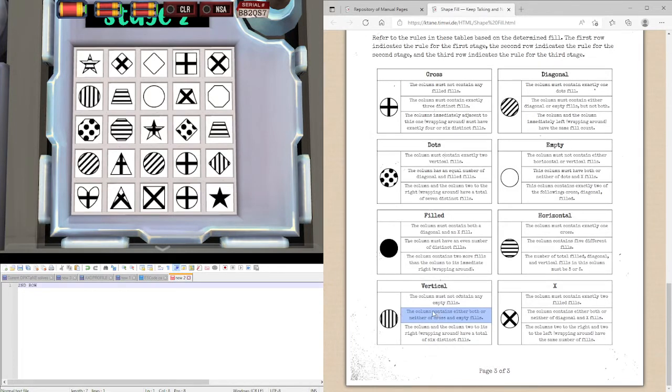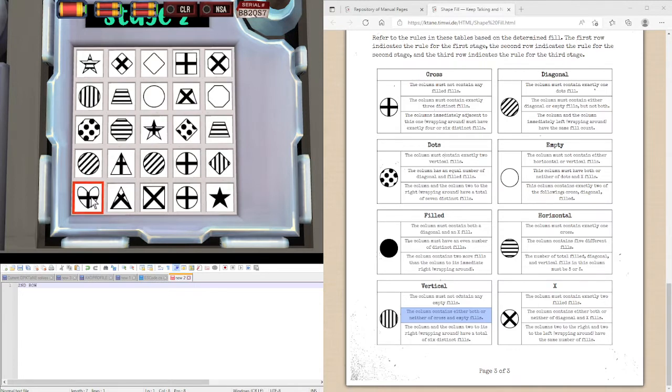The column contains either both or neither across an empty. So same again, but with the fills rather than the shapes this time. Neither. So again, this is our... No, this one has a cross in it. Yes, do not get mixed up. This is cross, this is X. So cross is in this one.